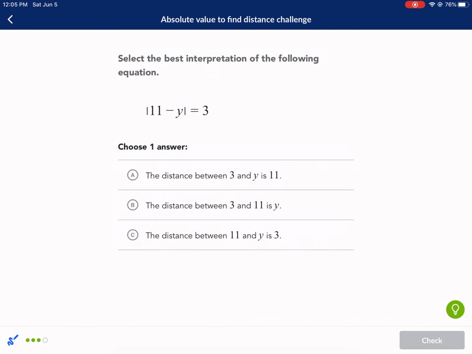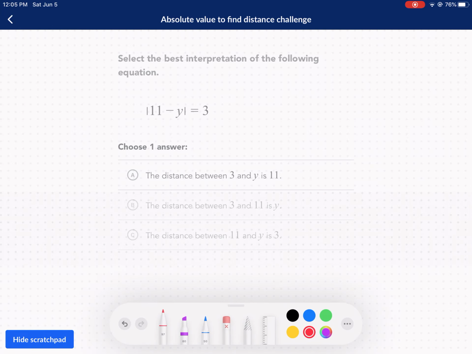Last one, select the best interpretation of the following equation. Absolute value of 11 minus y equals 3. The distance between 3 and y is 11. Okay? We can just even put this into words. We have the difference because of this subtraction sign. This is a great word problem review here. So we have subtraction, so the difference between 11 and y. But because there's the absolute value, now we're going from difference to distance with that absolute value.